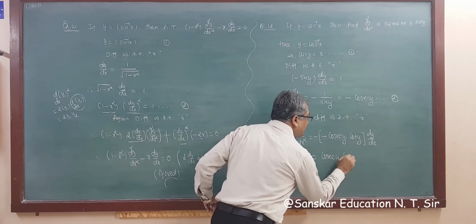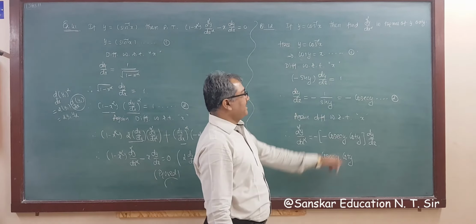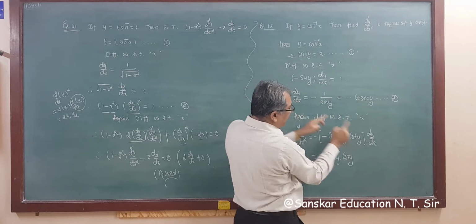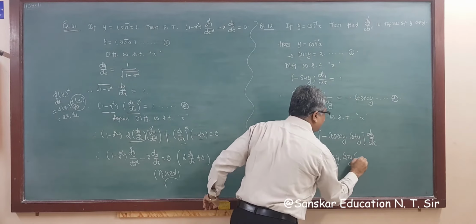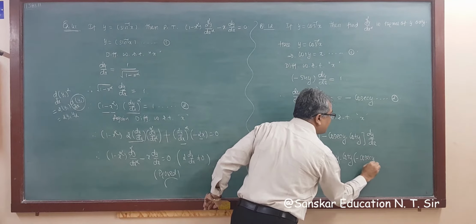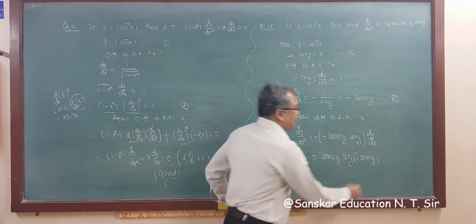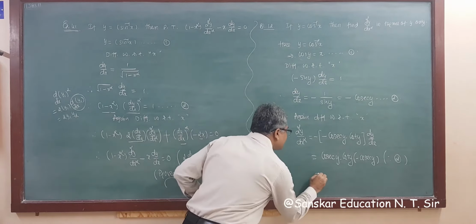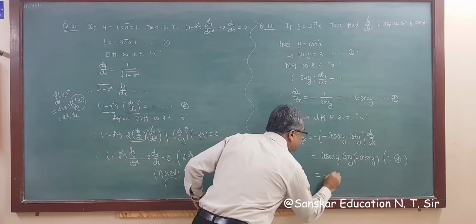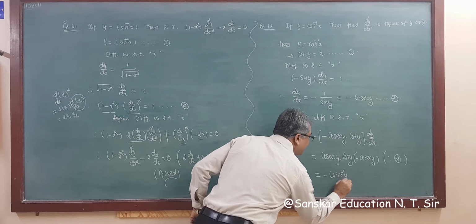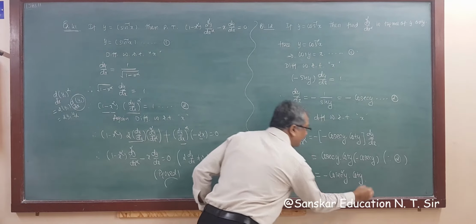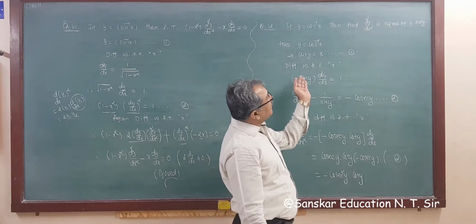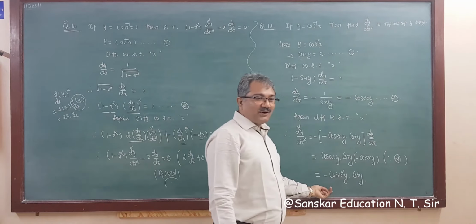y into cot y, and from result number 2, the value of dy by dx is minus cosec y. This is due to result number 2. So your final answer is minus cosec square y into cot y, which is in terms of y only.